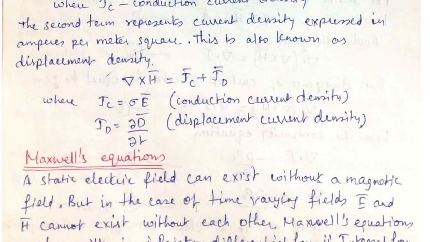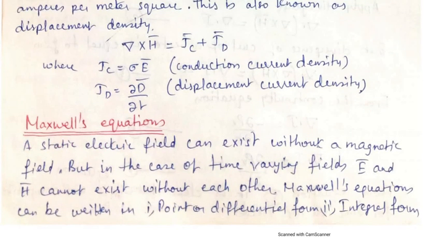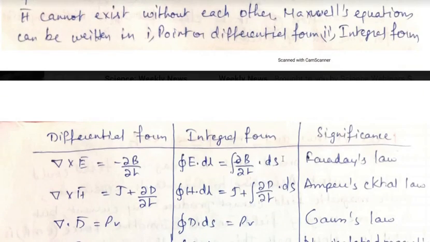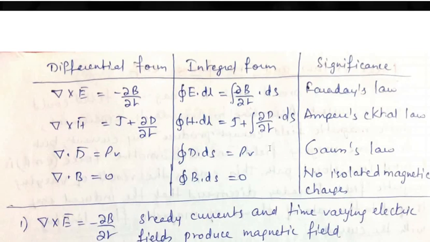The next topic we have is Maxwell's equations. So Maxwell's equations in differential form and integral form. So point form or differential form. These are the two forms of Maxwell's equations. One is the point form or the differential form, and the second one is the integral form. So these are the four Maxwell's equations in differential form and integral form.